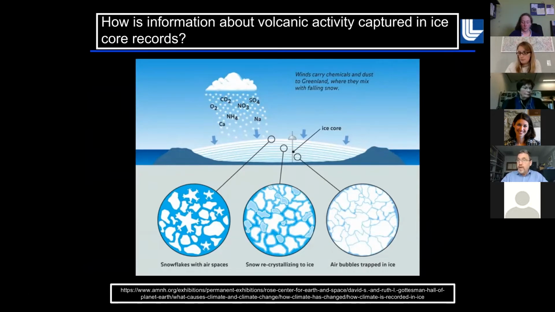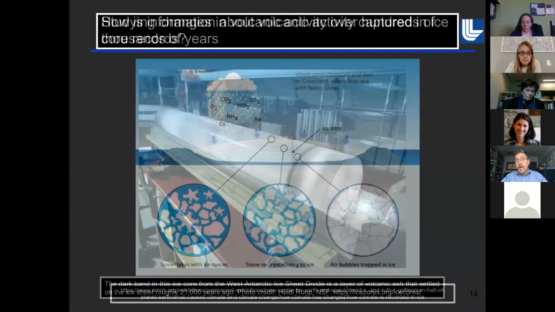Large volcanoes emit sulfur dioxide. Some of the gases that the volcanoes emit form particulates, and the winds, the atmospheric circulation, carry that volcanic material even to remote places like Greenland and Antarctica, and some of it is then deposited on the surface of the ice. And by going deeper and deeper down the core, you can go further back in Earth's climate history.